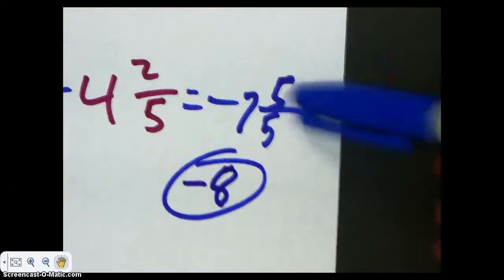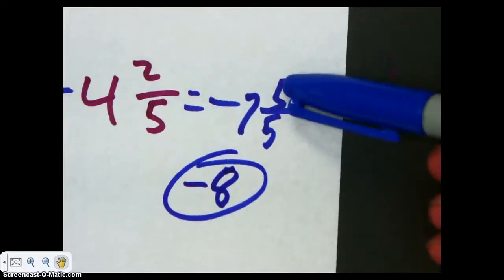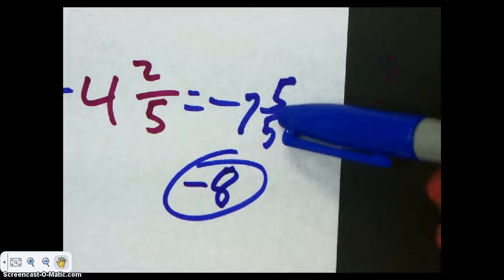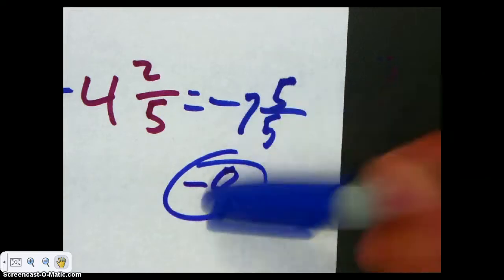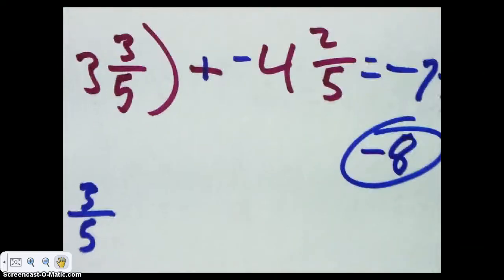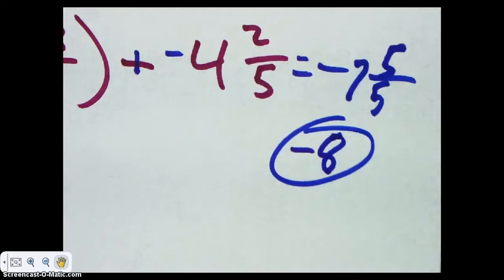When I said leave it improper is fine, that would not apply to this, because anytime you have the same number top and bottom, you definitely want to make that just a 1, which we add to the 7 and get negative 8. And that would be number 18, negative 8.